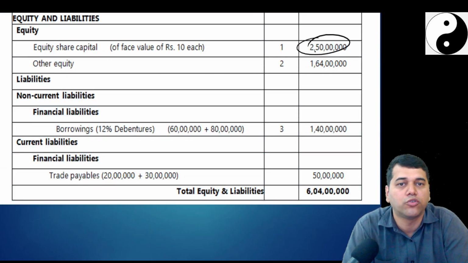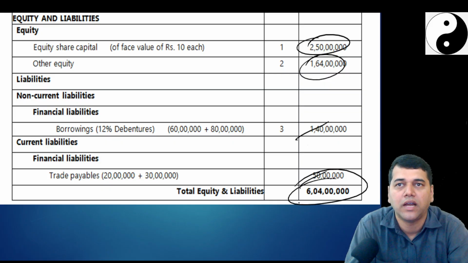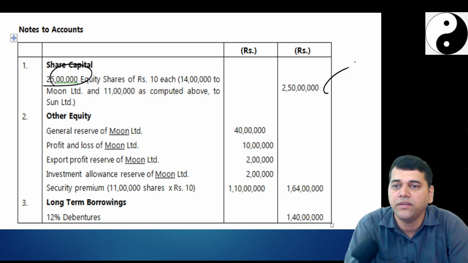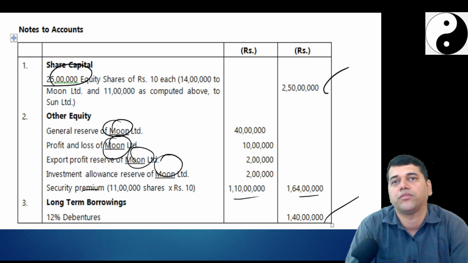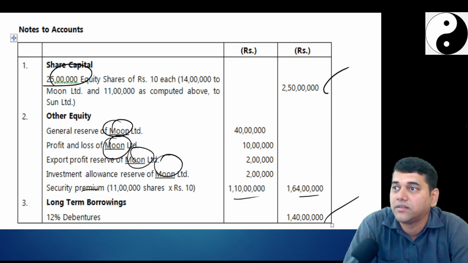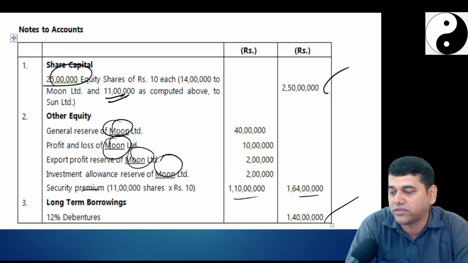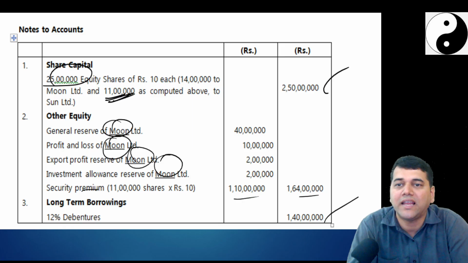Equity share capital 2 crore 50, other equity 1 crore 64 lakhs, borrowings, trade payable, 6 crore 4 lakhs. I think this should be okay. Then I'll go to the share capital. You have got 25 lakh shares, 2 crore 50. General reserves of Moon, you take everything plus share premium and the long term bonds. You will not take the reserves of Sun. What happened? Share premium, because what is the purchase consideration issued? You got that. But you cannot issue more than 11 lakh shares into 10 rupees. What is your purchase consideration? What you got, 2 crore 20. Out of that, 1 crore 10 lakh is the face value, no?